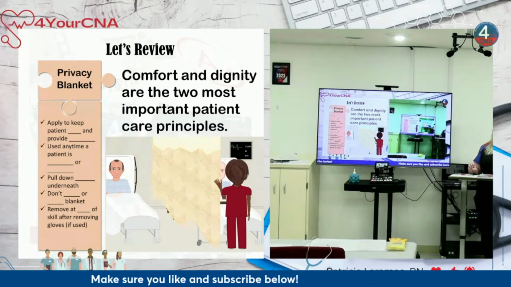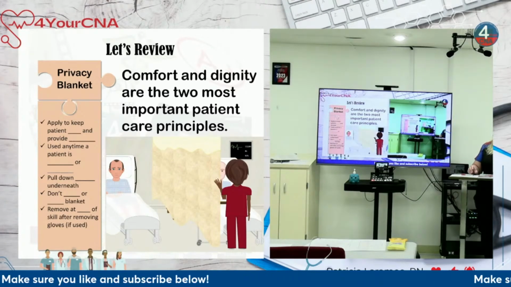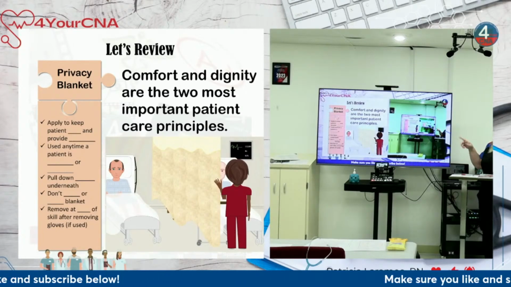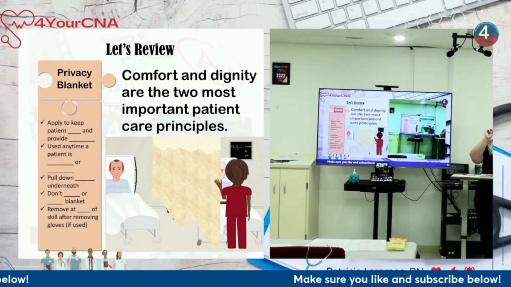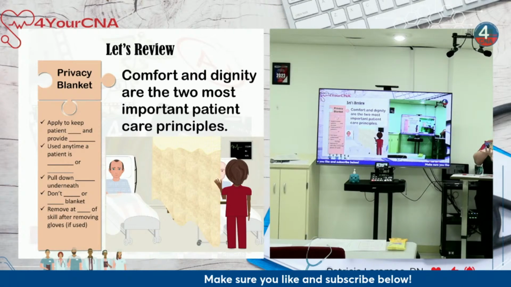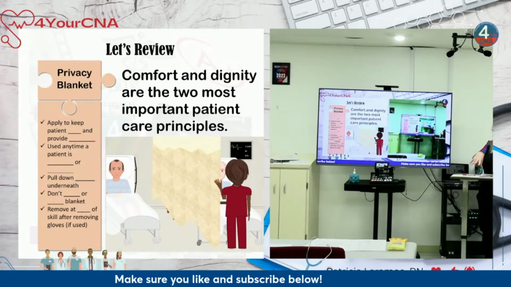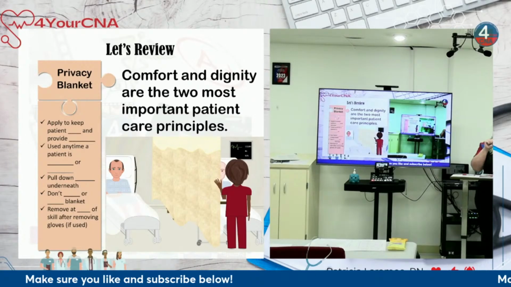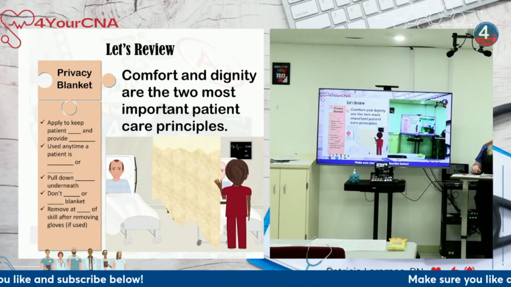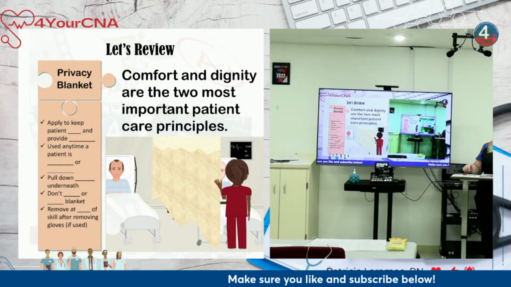Look at you guys. And then if we use a privacy blanket, this is the hard part about the blanket. You don't want to take it off until after you've removed your gloves. Because remember, you don't want to touch that sheet with your dirty gloves. It's going to go right up next to their face. And that's the hard step of privacy blanket, because you're going to want to take it off.